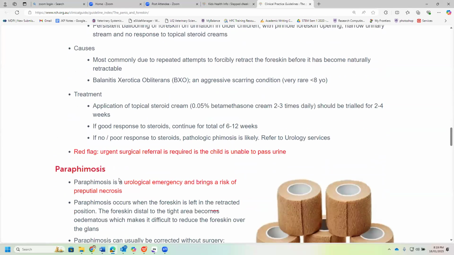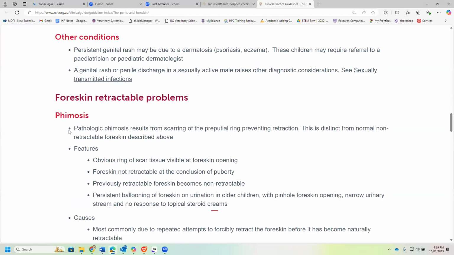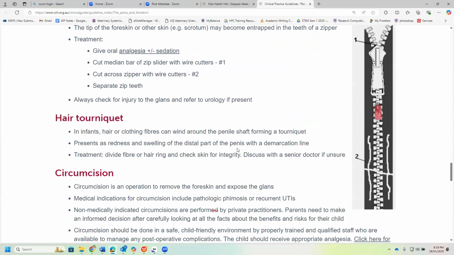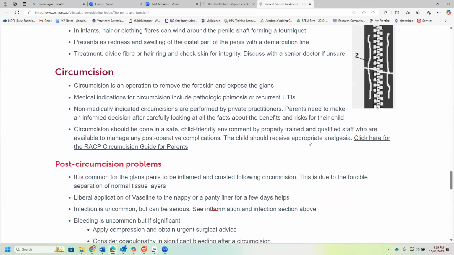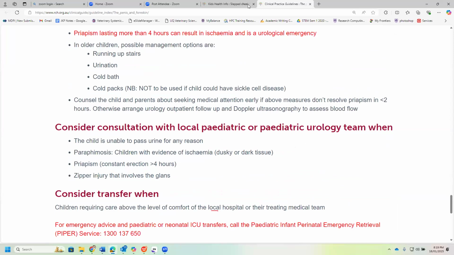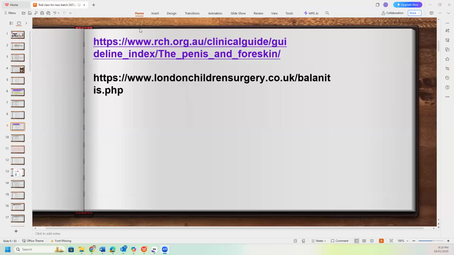Similarly, there are other conditions of the penile area: phimosis, paraphimosis, zipper injuries, hair tourniquet, circumcision, post-circumcision problems, priapism. These are all given over here. So if you want to have a read, it's a good source to read. Any question, guys? All righty. Link is given over here, Dr. Sulaf. So if you just write in RCH, you can get associated with that.